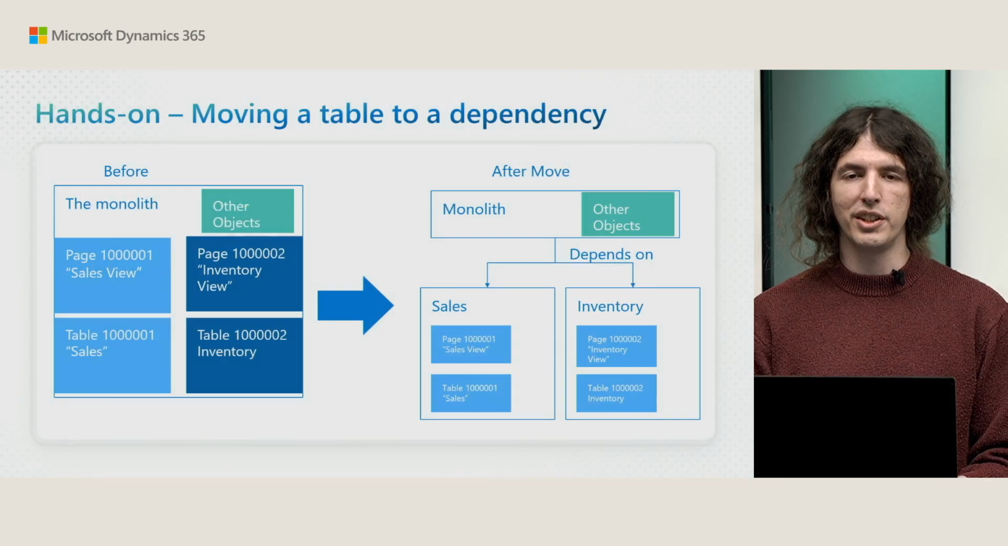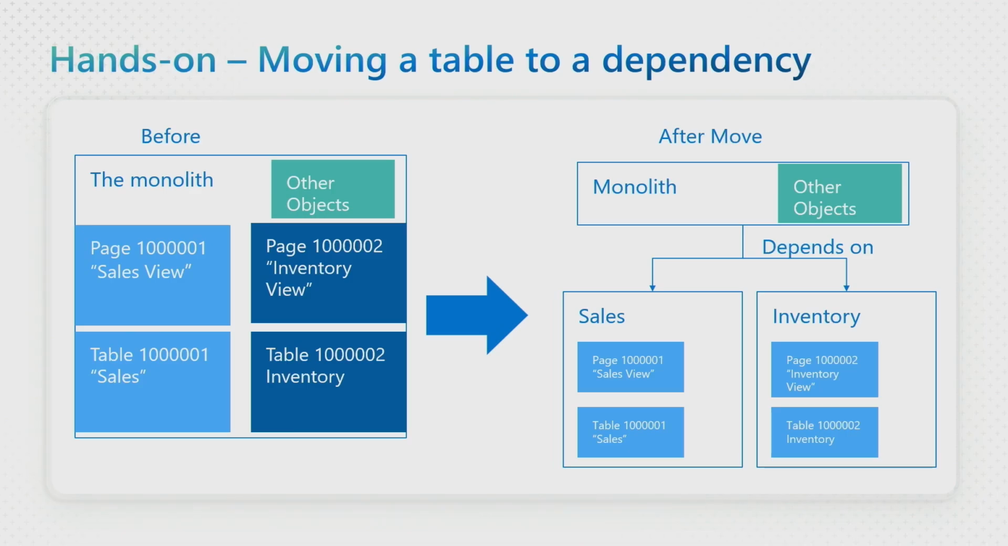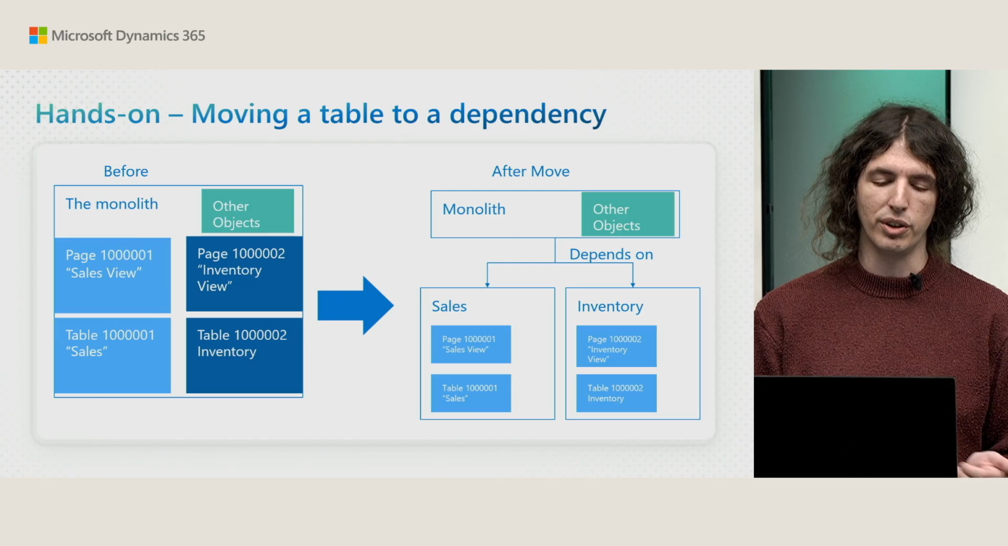We're going to go through a scenario which contains a lot of elements, so we can understand what are the different stages and actions you need to do in order to use this feature. We're going to take the case of this large monolith app, which contains a bunch of different objects, but some functionality based on sales and some functionality based on inventory.